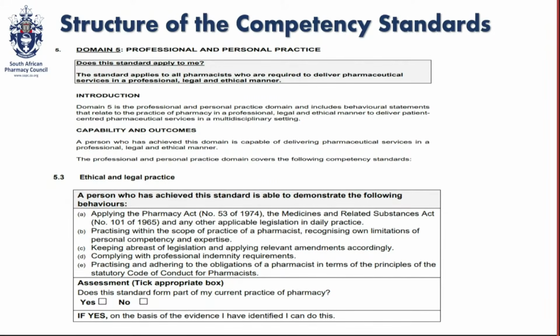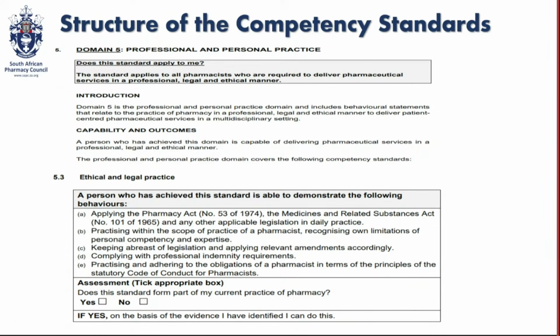So you'll see domain 5, professional and personal practice. It gives you a description of how it applies to you: does the standard apply to me within that sector? And this particular one is compulsory. So everybody has to do it, and that involves professional, legal, and ethical practices. And then it gives you the introduction and the capability and outcomes. And 5.3, you'll see, is the competency standard, which is ethical and legal practice.